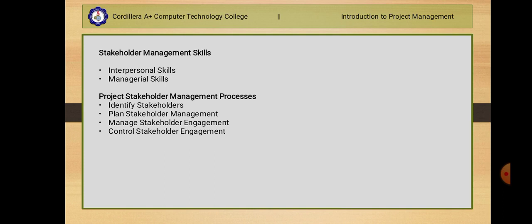When we say identify stakeholders, this is the process of identifying the people, groups, or organizations that could affect or be affected by a decision, activity, or outcome of the project.